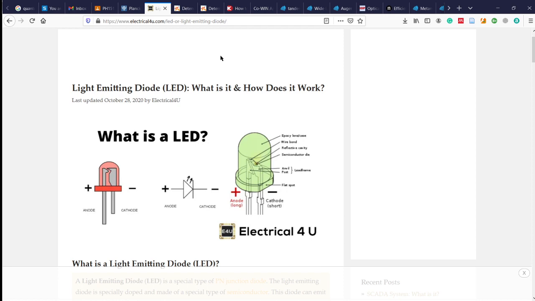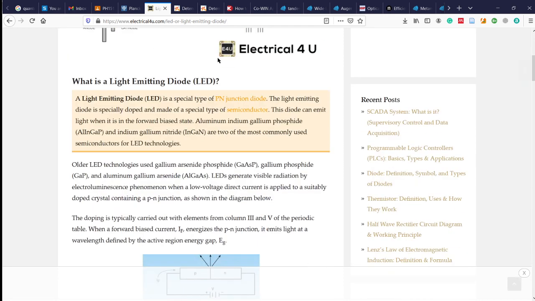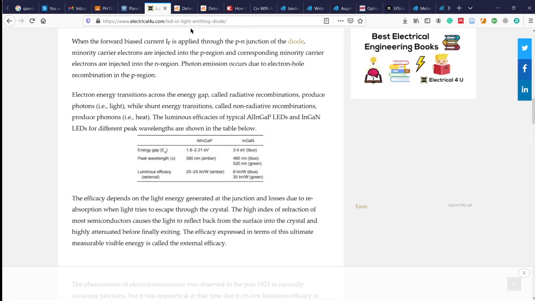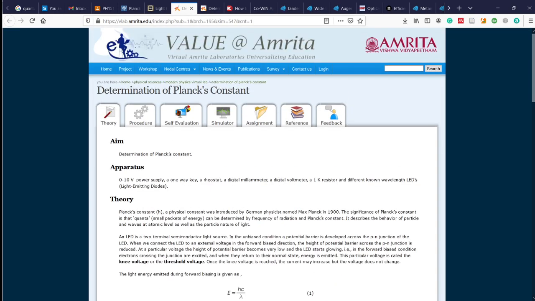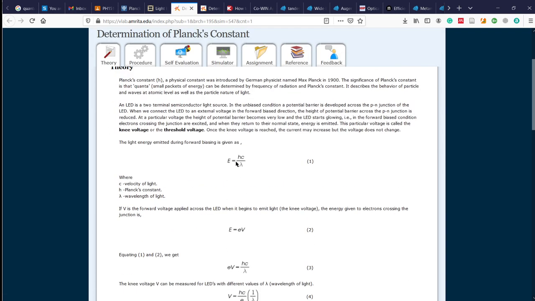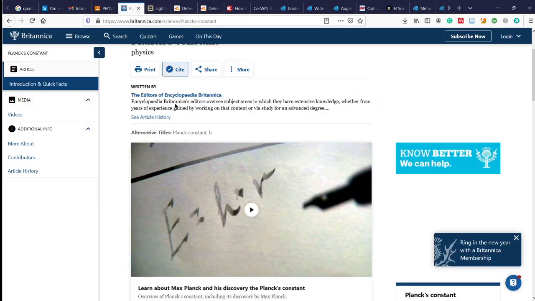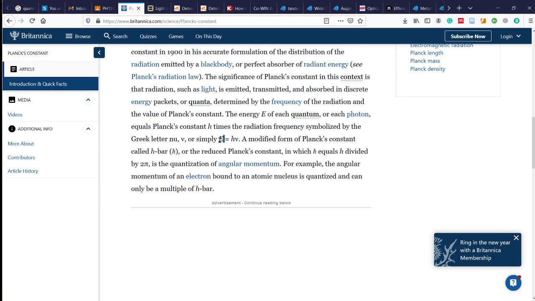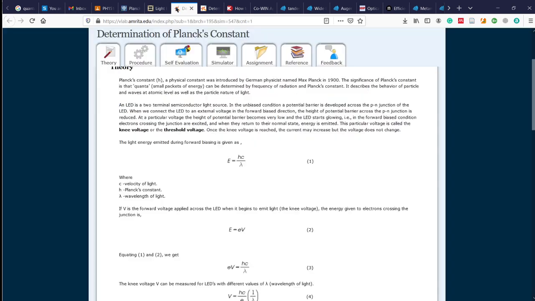So what will we do with that knee voltage? In that virtual lab, the theory is given. As we can see in the theory part, the light energy E equals h nu, as we have seen before. This nu is nothing but the frequency and can be written as c by lambda. So if you put the value here, E becomes hc by lambda, and this is the expression, equation number 1.